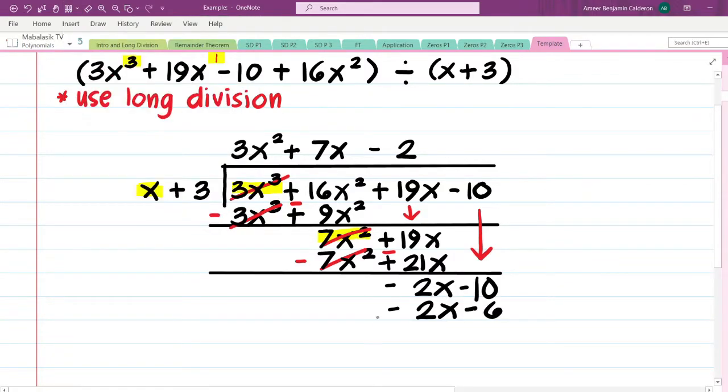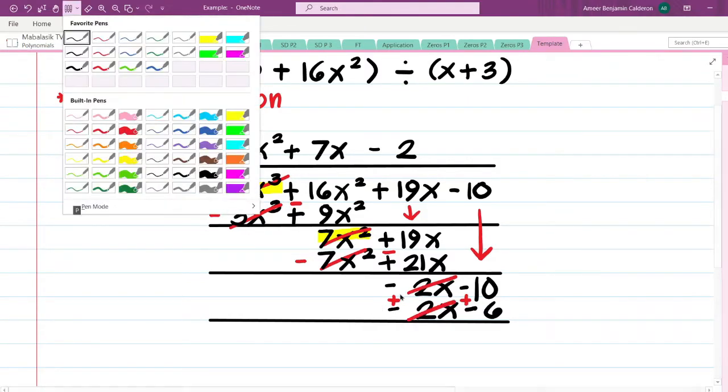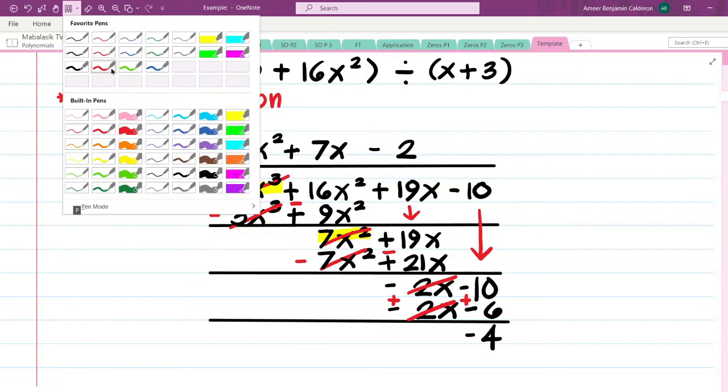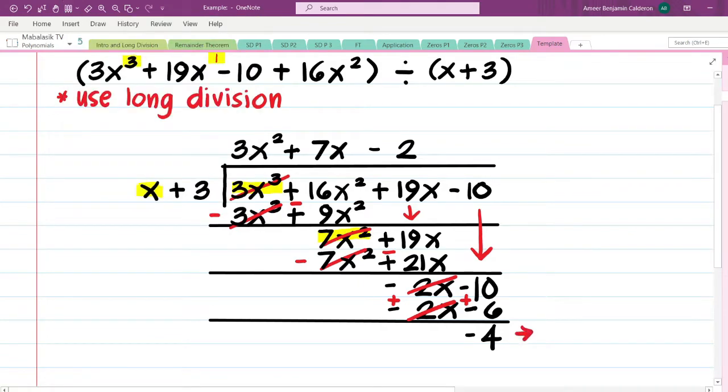We change the signs. So from negative, this will be positive. From negative, this will be positive. And then after changing the signs, we add. So we have now, these are obviously cancelable. And then we have negative 10 plus 6, that is negative 4. Since we do not have any other terms to bring down, this will be our remainder.